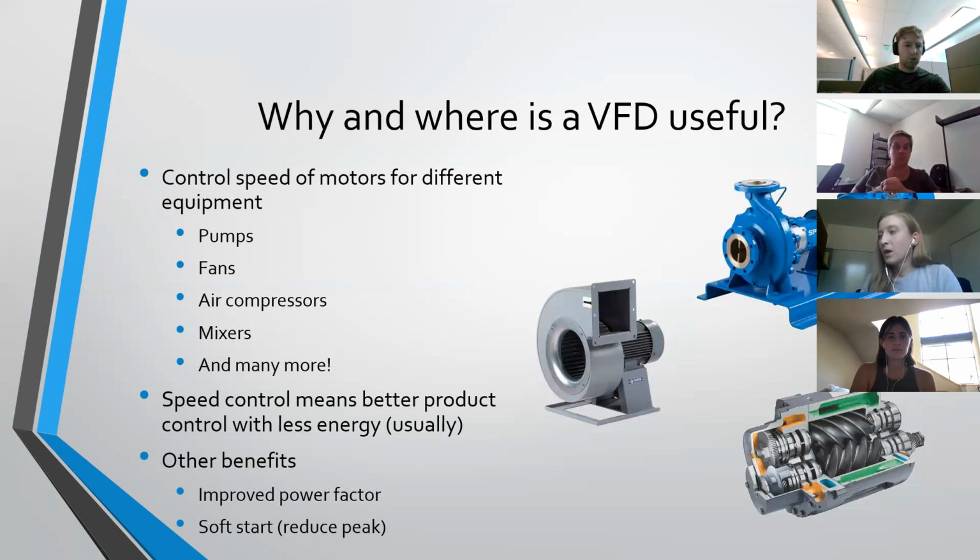And so when your motor rotates more slowly, then you're using less energy. And that's what we're all about, right? Using less energy. And then there are some other benefits other than the energy. VFDs have a much better power factor than your typical motor. Typical motors are like 80 to 85%, and VFDs can be between 90 and 100%, depending on how its induction load works.